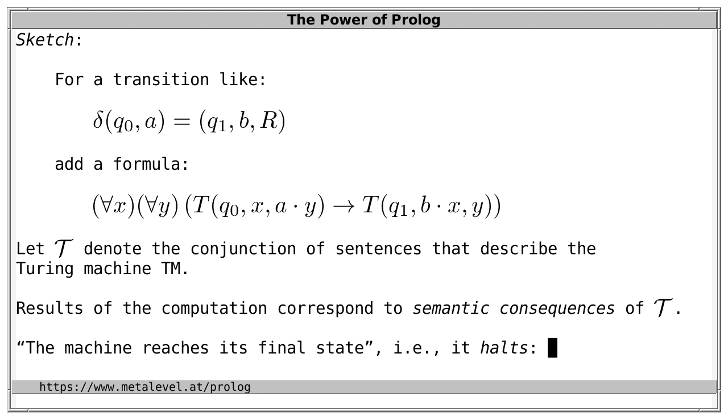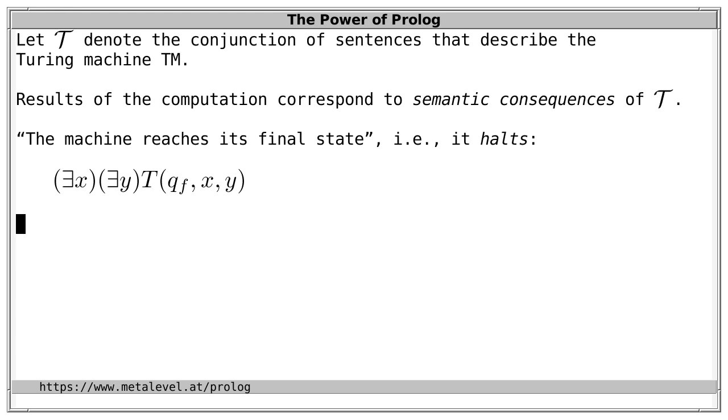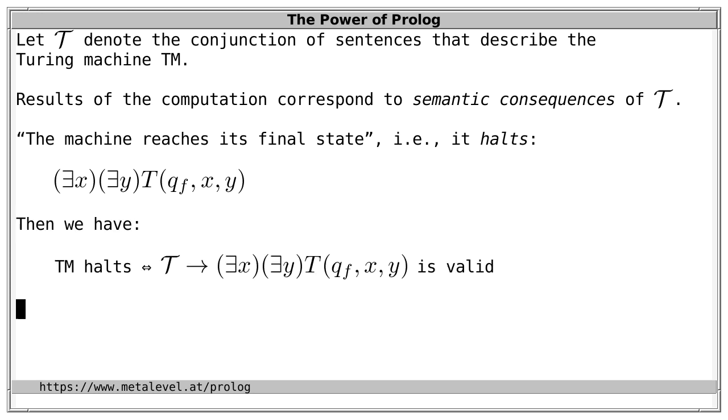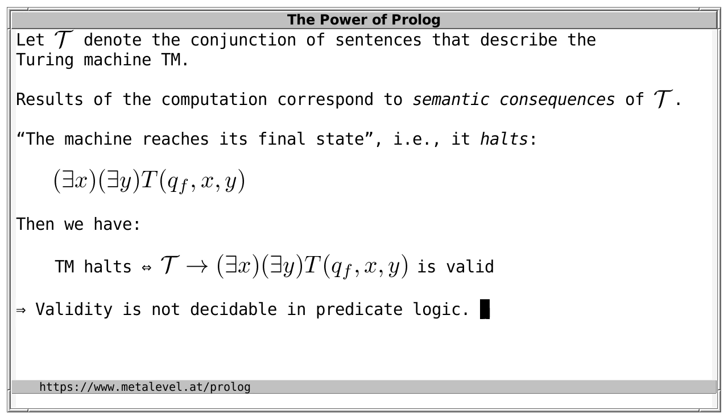And we can also construct a formula that expresses the machine reaches its final state. In other words, there exists tape content so that the machine reaches the final state Qf. And this sentence is implied by the conjunction of sentences that describe the Turing machine if and only if Tm halts for a given input. And famously, determining whether a Turing machine halts is known to be only semi-decidable.